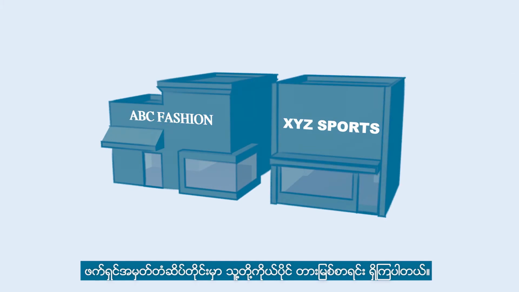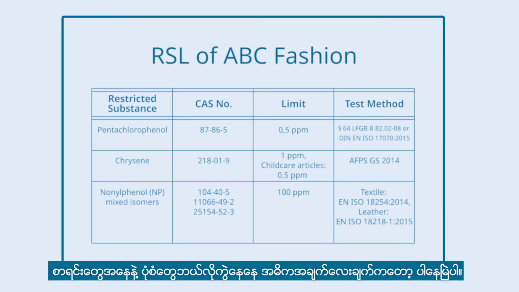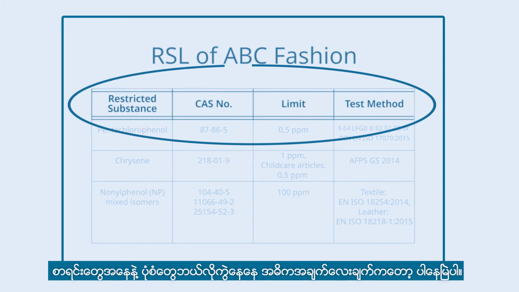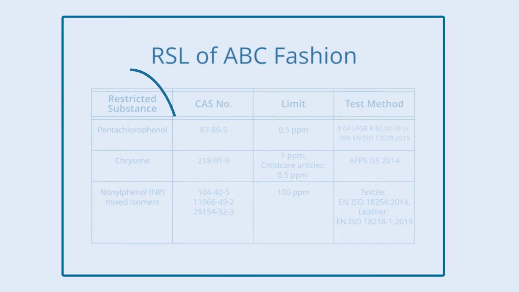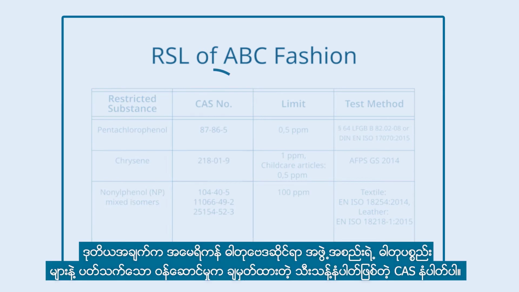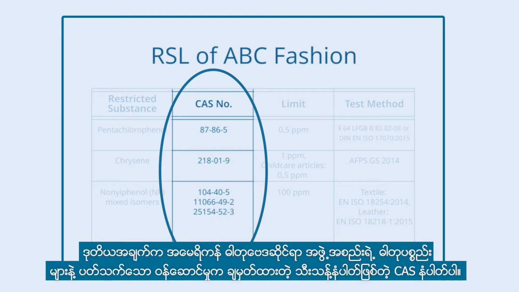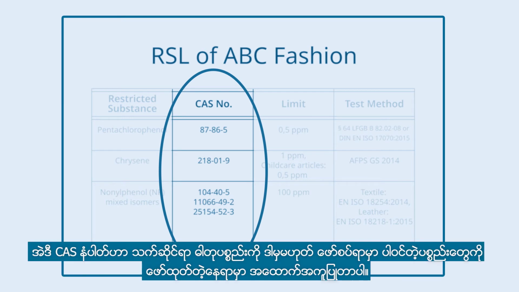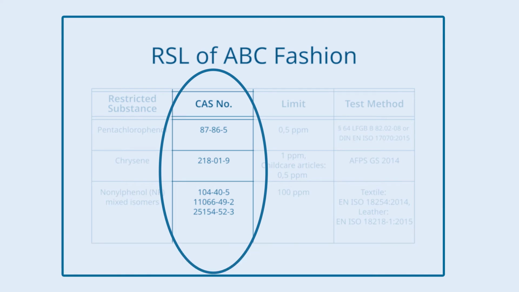Many fashion brands have their own restricted substance list. No matter how different the design of these lists is, they usually show 4 key items in a table format. The first item is the name of the restricted chemical substance or formulation, which is restricted in use or not allowed to be detected in the end product. The second item is the CAS number. This is a unique number assigned by the Chemicals Abstract Service of the American Chemical Society. The CAS number helps to identify the respective chemical substance or components of the formulation.